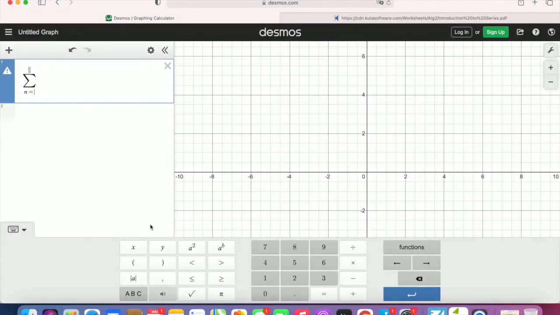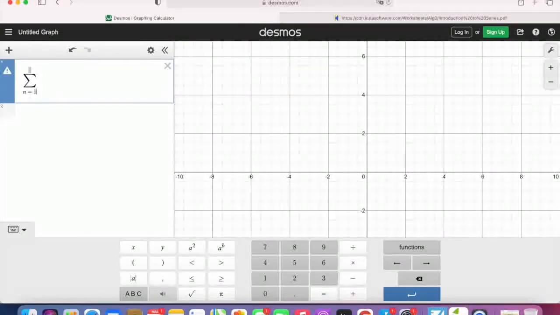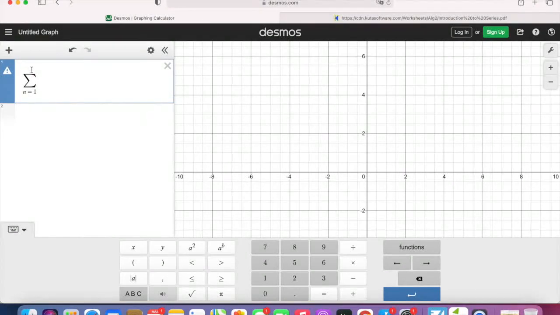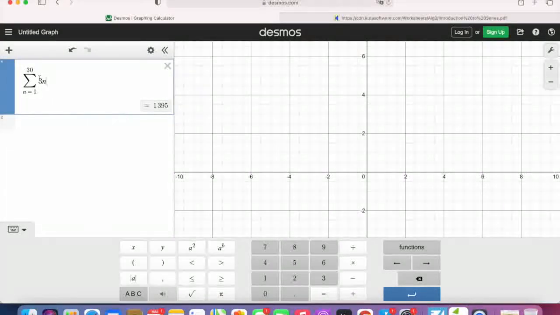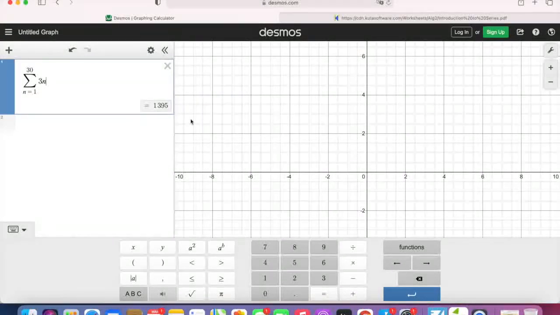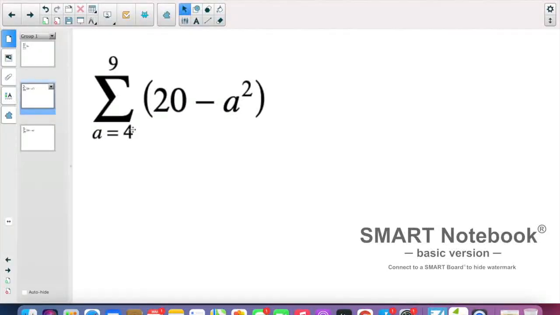So we know that n is going from 1 to 30. And I always just jot these down on a piece of paper and then copy them down into Desmos. And we know that the function or the expression that we're going into is 3n. And so it just automatically solves it. There is no work to that. It's very, very simple. The next one, a goes from 4 to 9.